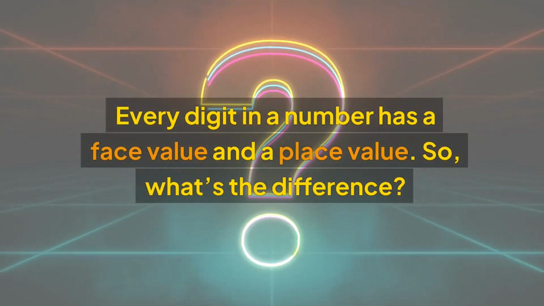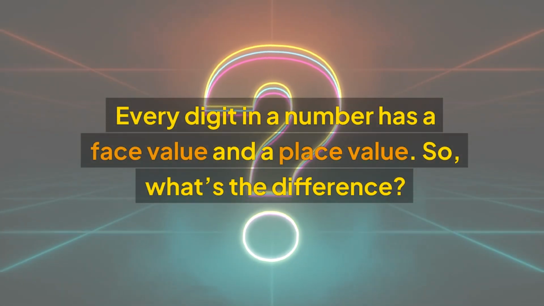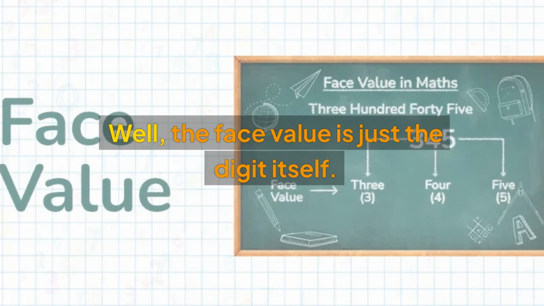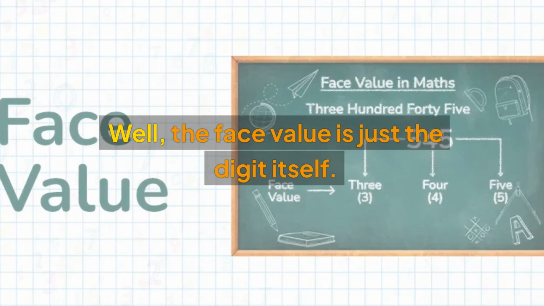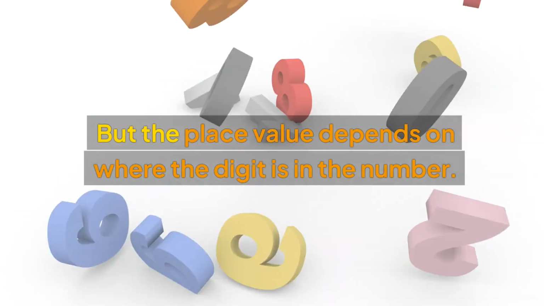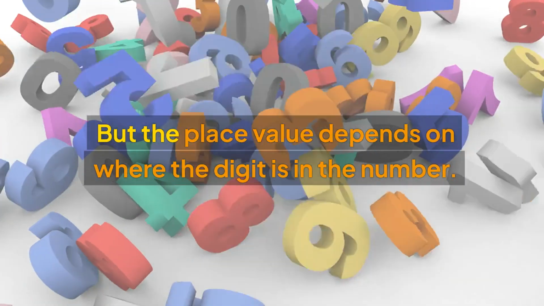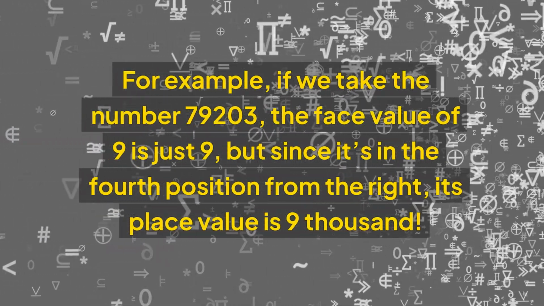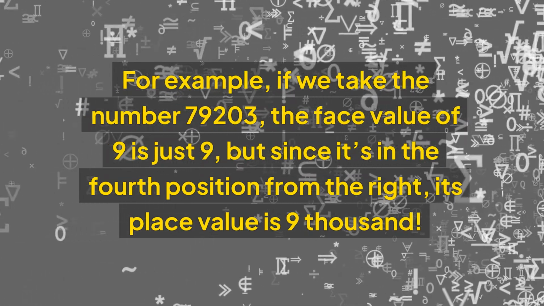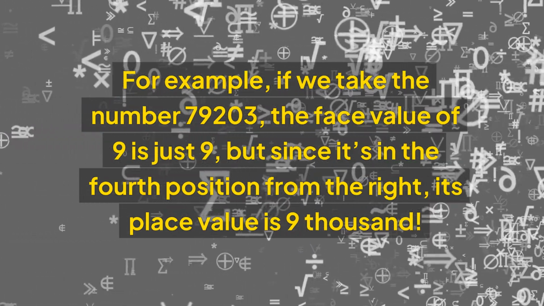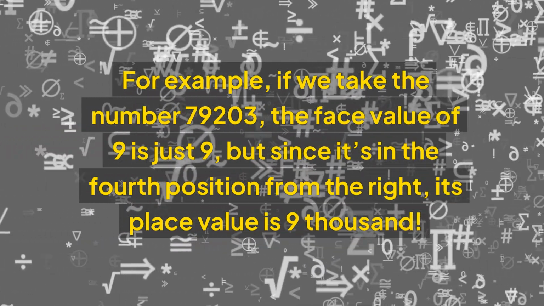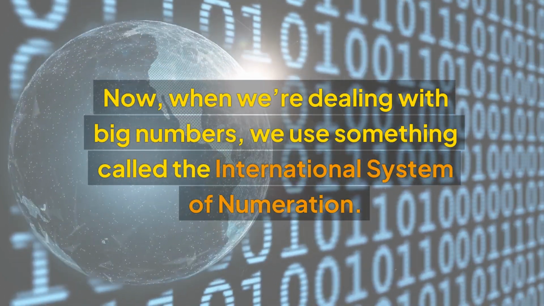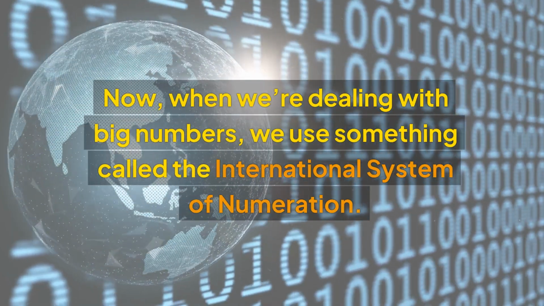Every digit in a number has a face value and a place value. So, what's the difference? Well, the face value is just the digit itself. But the place value depends on where the digit is in the number. For example, if we take the number 79,203, the face value of 9 is just 9, but since it's in the fourth position from the right, its place value is 9,000.